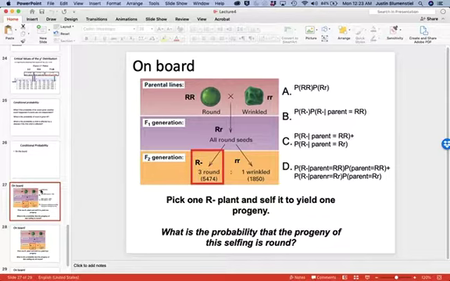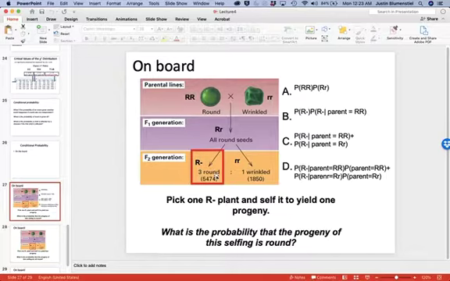So in this particular problem, we pick one of those round plants and self it to yield one progeny. What is the probability that the progeny of this selfing is round? So we want to say the probability... Just to be clear, we pick one of these from the F2. What is the problem?